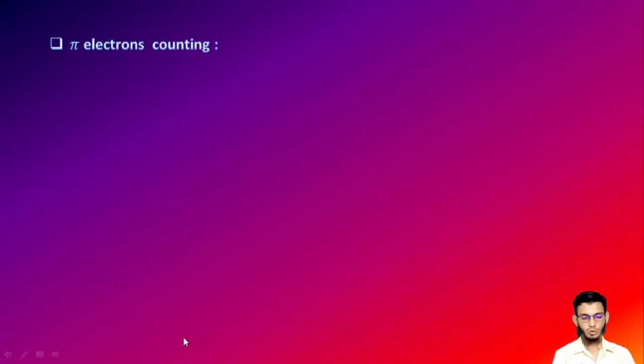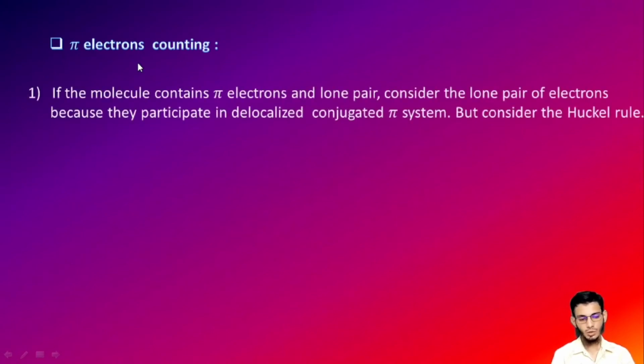The next topic is about pi electron counting. Pi electron counting means we should count the pi electrons. But which electrons should we count? We have negative charge electrons and lone pairs, so which ones do we count? This is all about the rules. Let's go to the first rule.